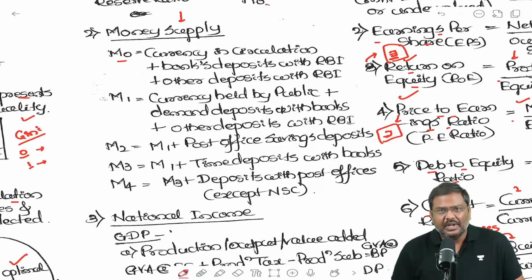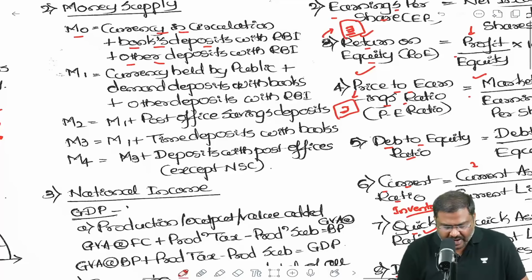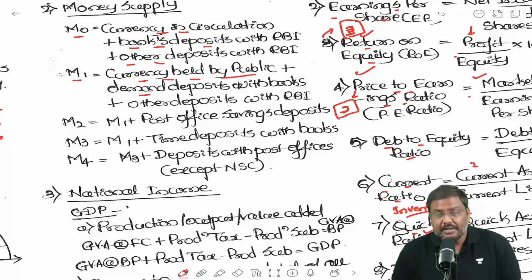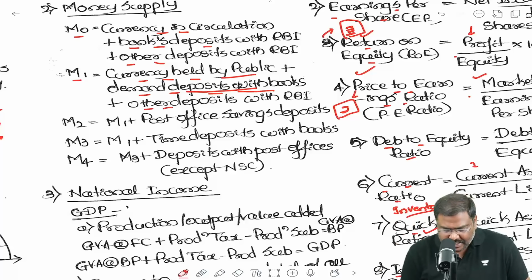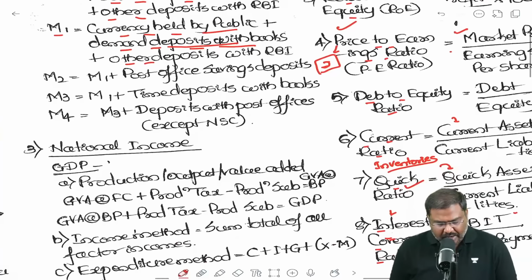We have M0, that is high powered money: currency in circulation plus banks' deposits with RBI plus other deposits held by RBI. Then we have M1, that is narrow money: currency held by the public plus demand deposits with the banks, demand deposits with the banking sector, which will have very high liquidity, plus other deposits held with the Reserve Bank of India.